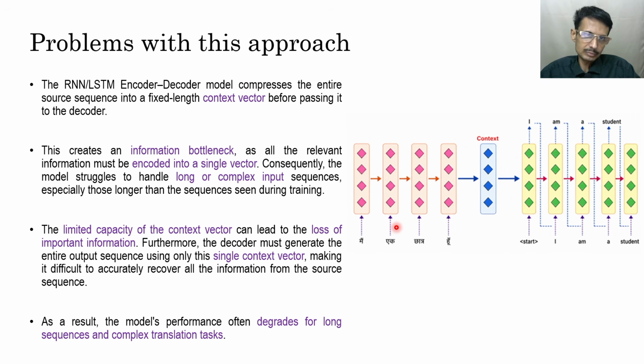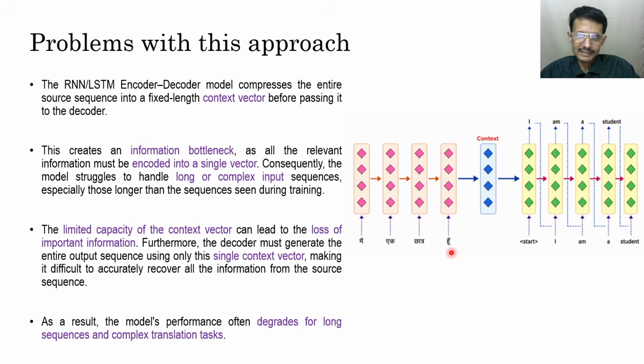Now, what is the problem with this approach? The RNN LSTM encoder decoder model compresses the entire source sequence into a fixed length context vector before passing it into the decoder, as we have seen. Now, there is an information bottleneck. That means all the relevant information must be encoded into a single vector. That may not always be possible.